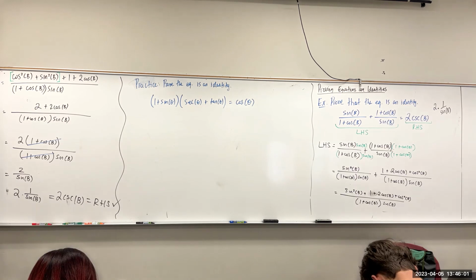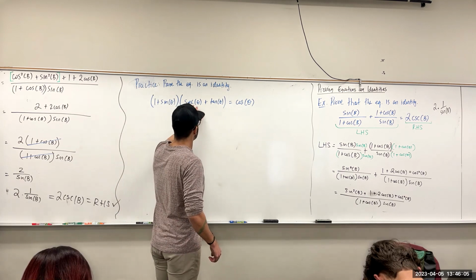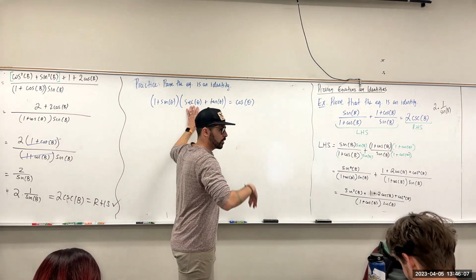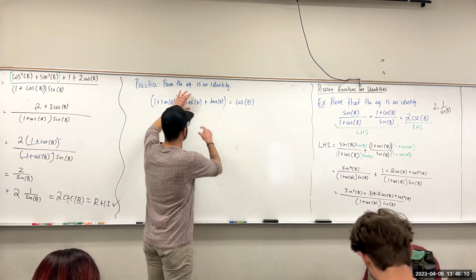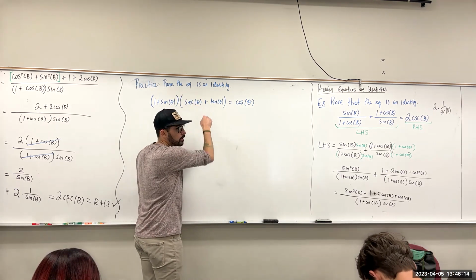How would you flip secant to something? Well, secant equals 1 over cosine. So instead of writing secant, I would just rewrite it as 1 over cosine.